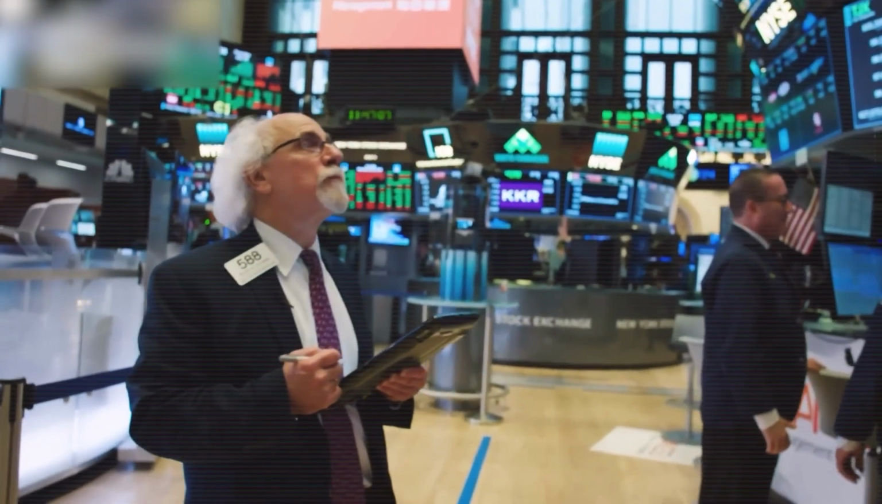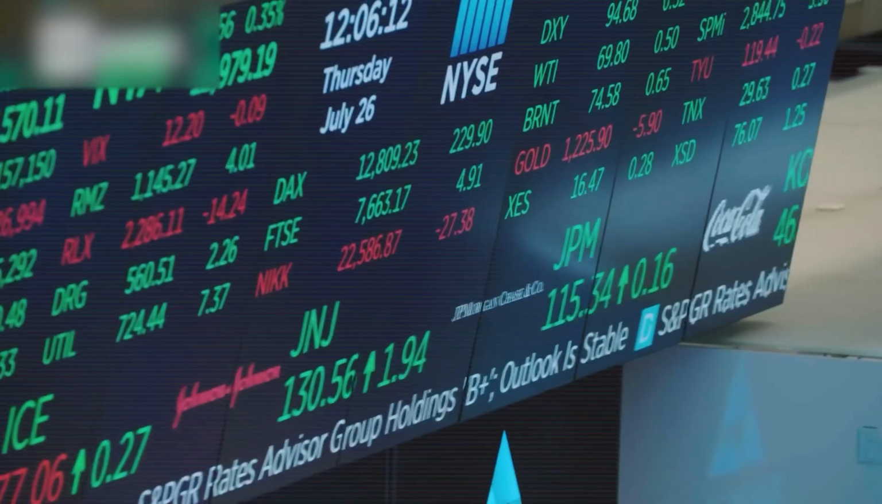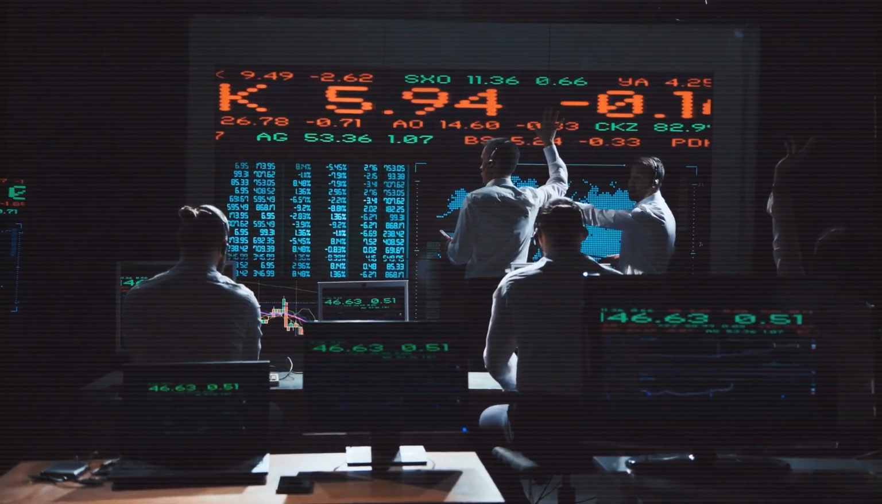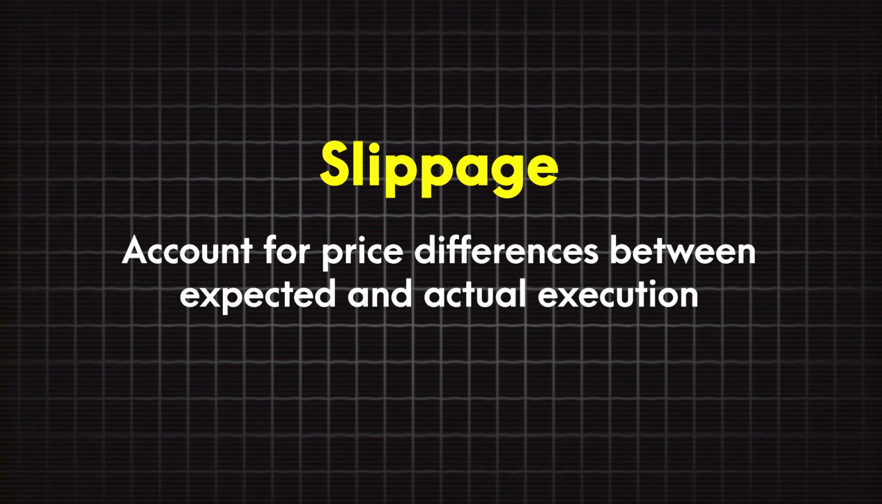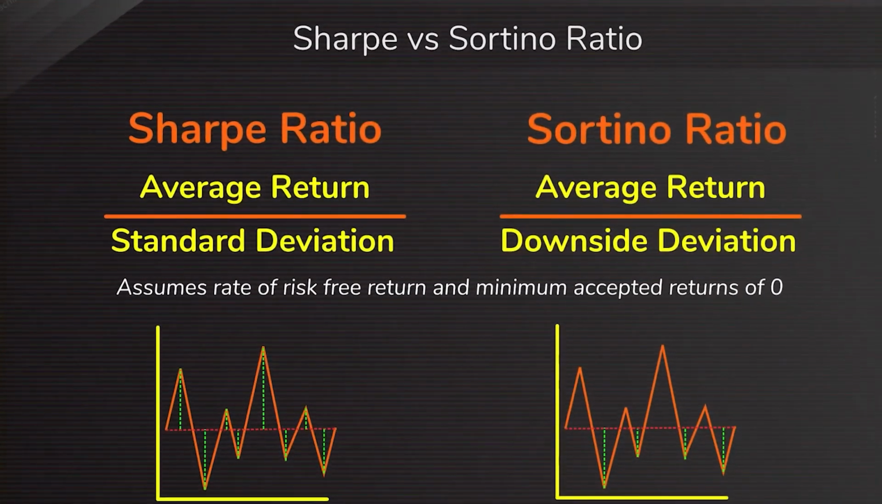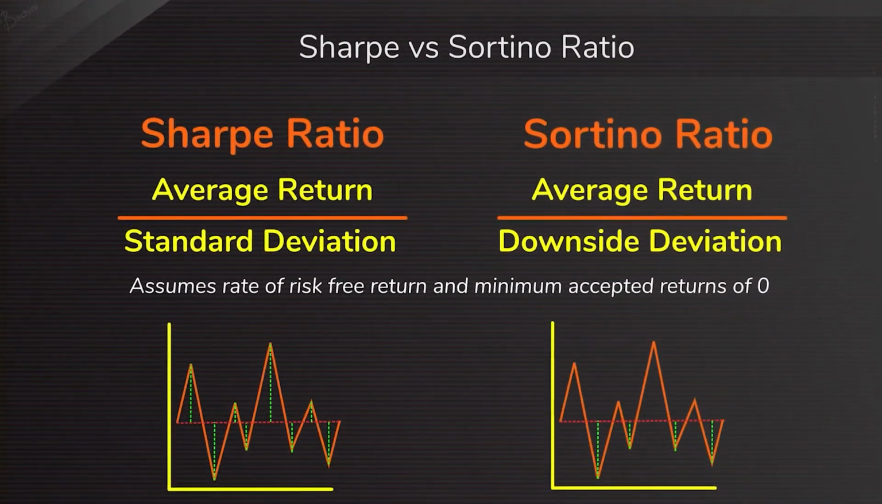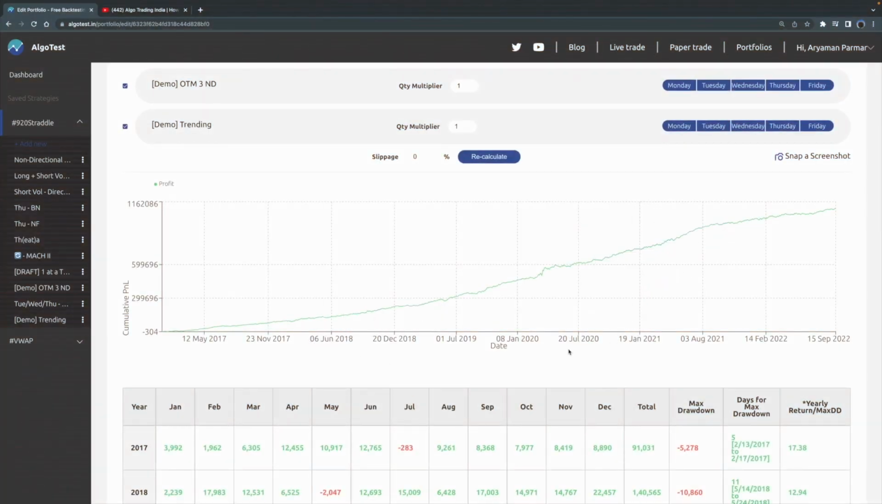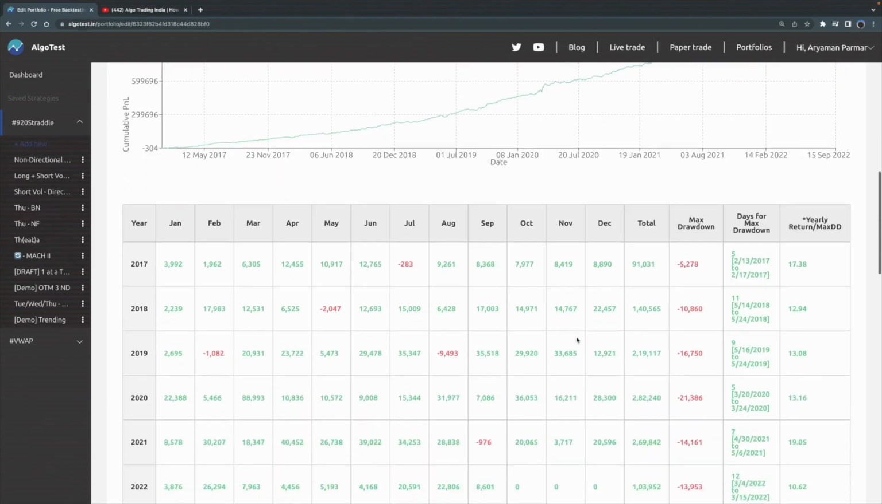For accurate backtesting, incorporate realistic assumptions to reflect real-world trading conditions. Transaction costs. Include commissions and bid-ask spreads to evaluate net performance accurately. Slippage. Account for price differences between expected and actual execution. Validate the results using multiple metrics. Risk-adjusted returns. Use ratios like Sharpe or Sortino to assess how well the strategy compensates for risk. Drawdown analysis. Examine maximum drawdown and recovery periods to gauge potential losses.